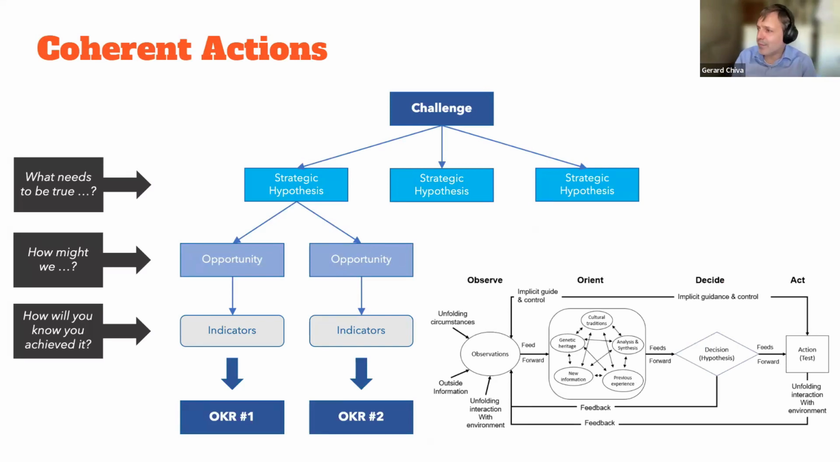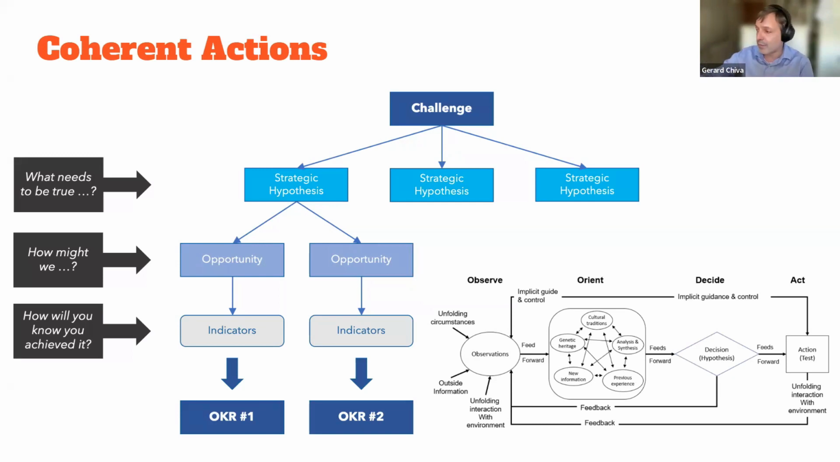So now we get the baton from the strategy or the guiding policy, the guiding principles, and now we go one level deeper, which is: what is our challenge as a team or as a department or a business unit? We identify strategic hypotheses. Then we see opportunities to validate these strategic hypotheses, and how are we going to measure it? And following each one of these branches, we can define an OKR. This is the act part of the loop, right?